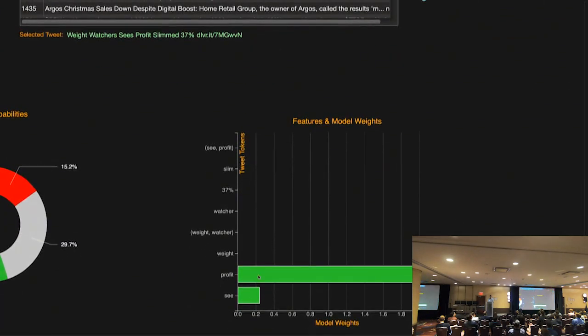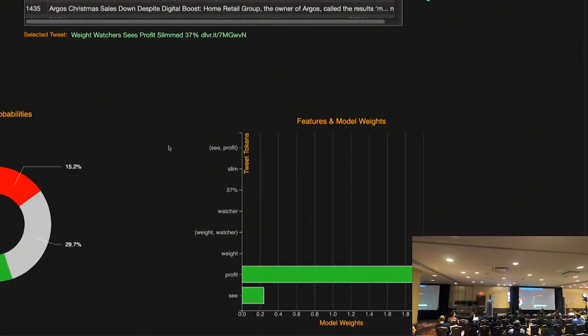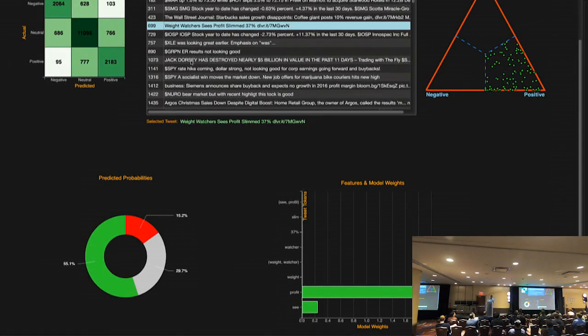For example, the tweet here is "Weight Watchers sees profit slimmed." So there is a very subtle polarity inverting word, slimmed, which is totally changing the meaning, but unfortunately the model looks at the word profit and thinks it is positive. It is not giving any importance to this token slim, which means that we need to take into account these polarity inverting words in our feature engineering, or when we are building the model.